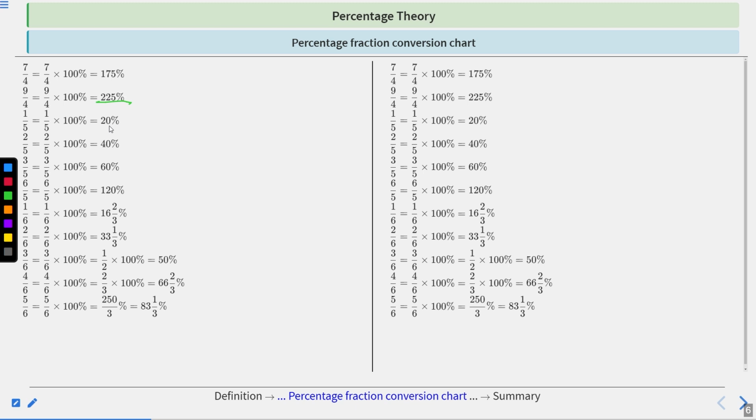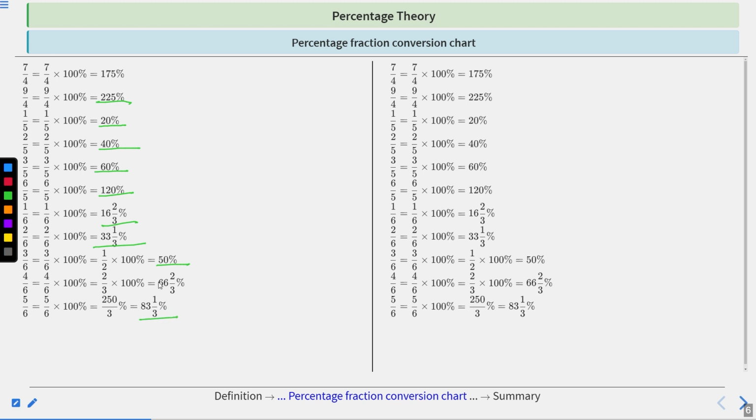1 by 5 multiplied by 100, we get 20%. 2 by 5, we get 40%. 3 by 5, we get 60%. 6 by 5, we get 120%. In that way, 1 by 6, when we multiply by 100, is 16 and 2 by 3%. And 2 by 6, when we convert, becomes 1 by 3, which is 33 and 1 by 3%. Now 3 by 6 converts to 1 by 2, so we get 50%, and so on. 5 by 6 means 250 by 3%, which is 83 and 1 by 3%.